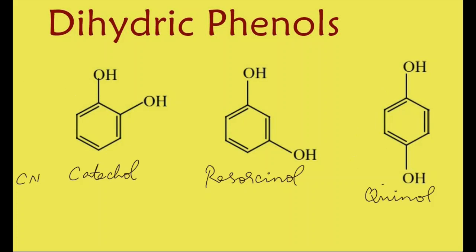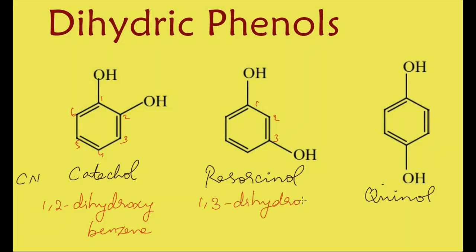Now let's give the IUPAC names for these compounds. For the first compound, this is first carbon, second carbon, third carbon, fourth carbon, fifth carbon and sixth carbon. The two OH groups are attached to the first carbon and second carbon. So 1,2 dihydroxy benzene. Here, first carbon, second carbon, third carbon. So 1,3 dihydroxy benzene is the IUPAC name for resorcinol.